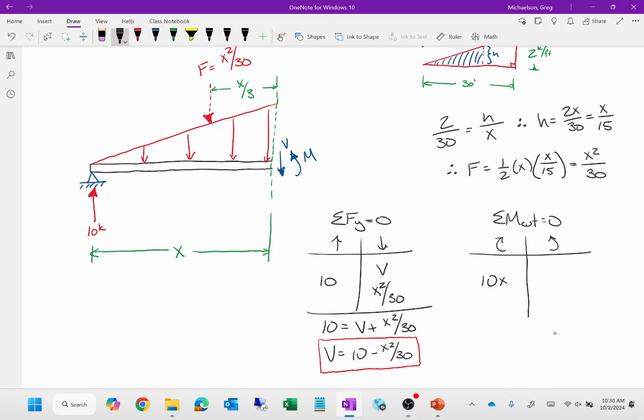What about on the other side? What do I do with this x squared over 30? Multiply by x over 3 on this side, right? So I should have x squared over 30 times x over 3, right? And then I should also have a moment right there, right? I don't need to worry about the v because it goes right through the section cut, right?